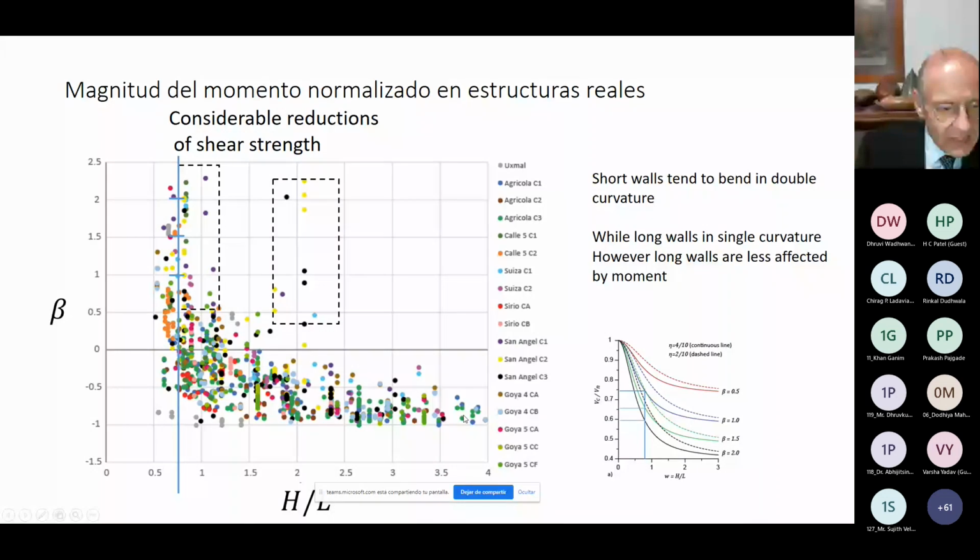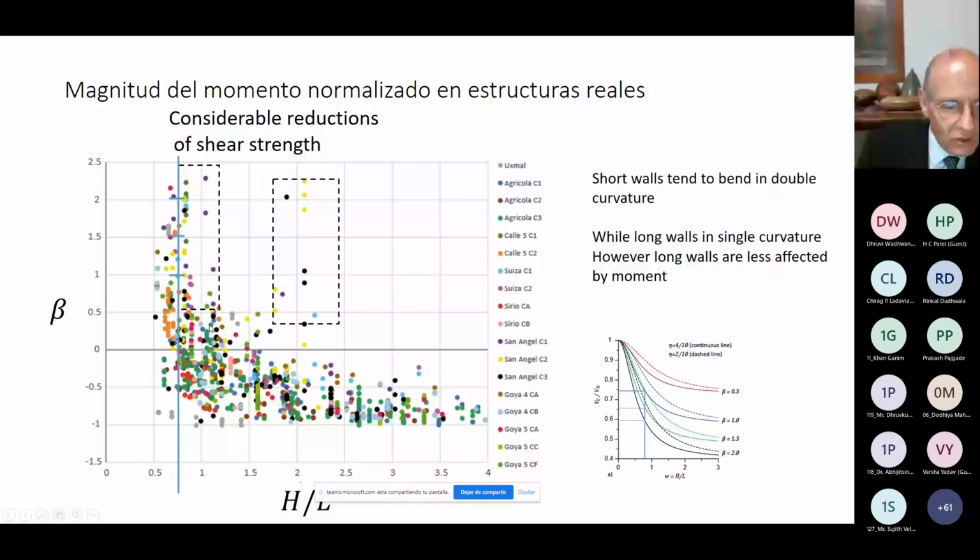When beta is less than 0, it means that the wall is bending in double curvature. So the effect of moment, if anything, will increase the shear strength, but not reduce it. These points are not important in this investigation because the effect of moment is not reducing the shear capacity. But all points with beta greater than 0 have a reduced shear strength.